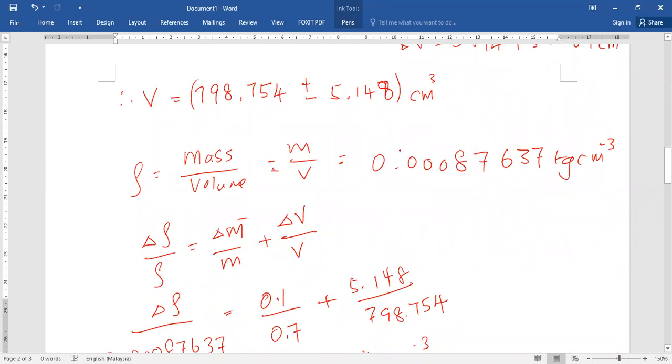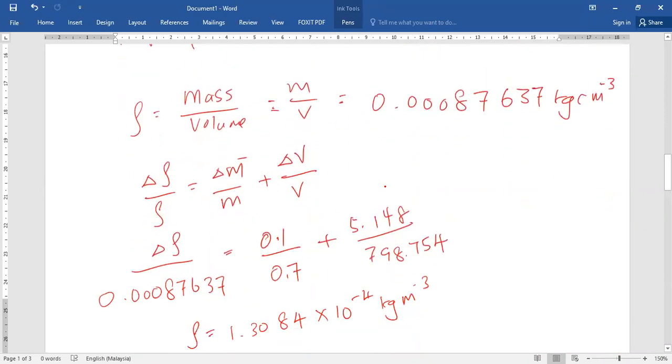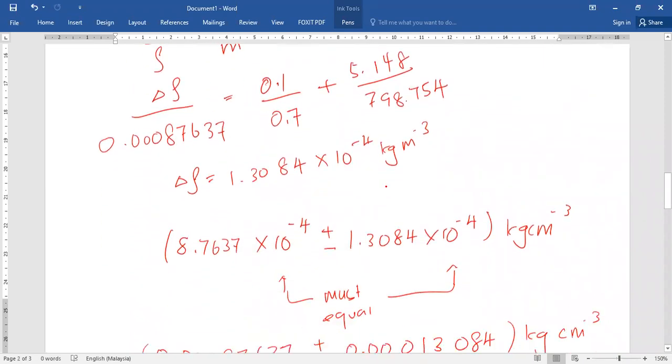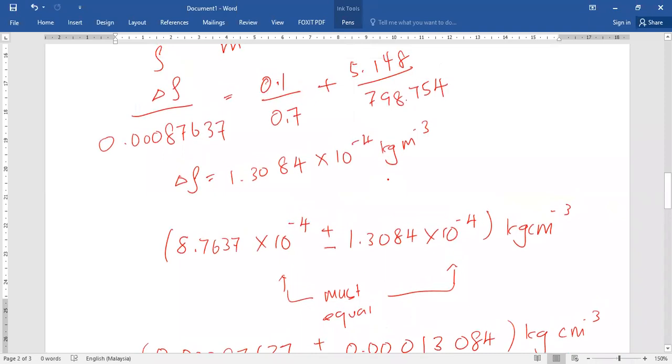We get the uncertainty of the volume, 5.1475248.7. But we also take 3 decimal places, but for the uncertainty in density, why do we take 4 decimal places? Okay, why did I get 4 decimal places? Here you can also choose 3 decimal places, no problem. That means the minimum is 3.